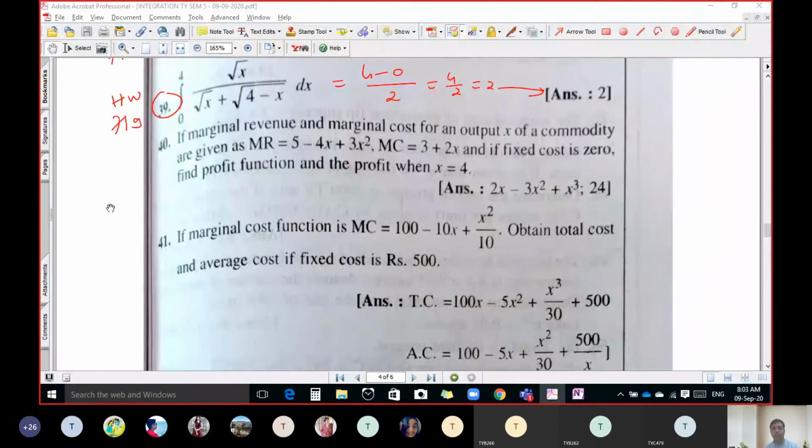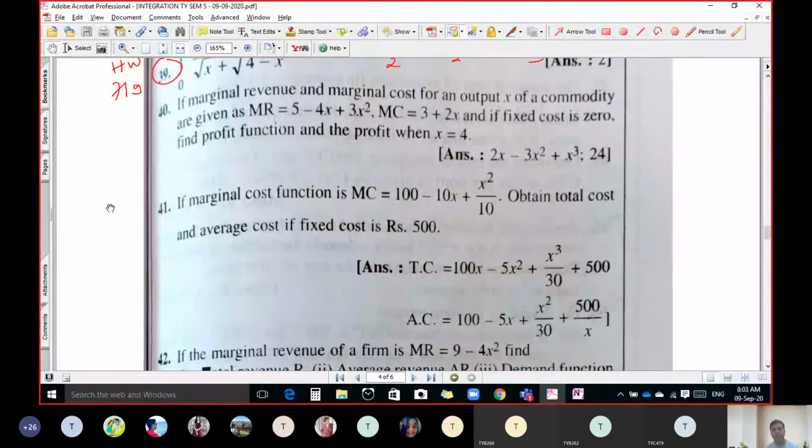So now let us discuss question number 40. The question is, the marginal revenue and marginal cost for the output X of a commodity are given. Marginal revenue is given as 5 minus 4x plus 3x square. Marginal cost is given as 3 plus 2x. Here fixed cost is given as 0. Now the question is, find the profit function. Also find out profit when x equal to 4.